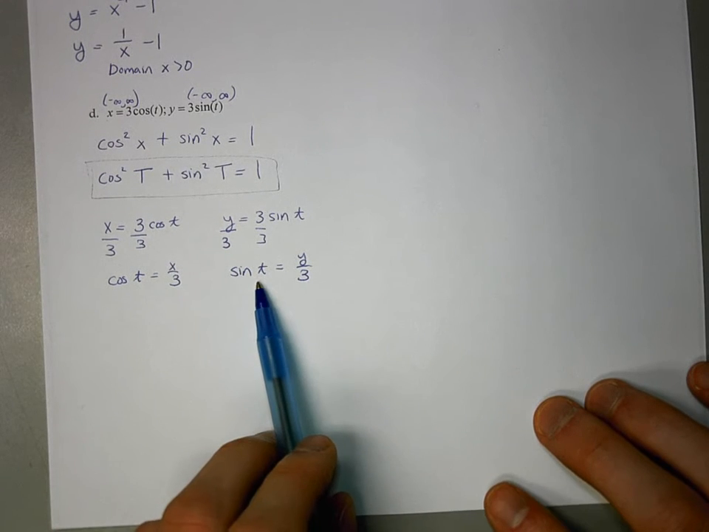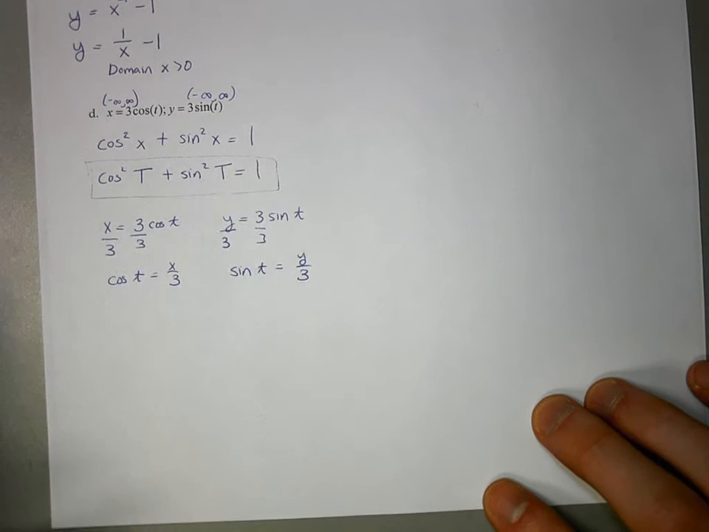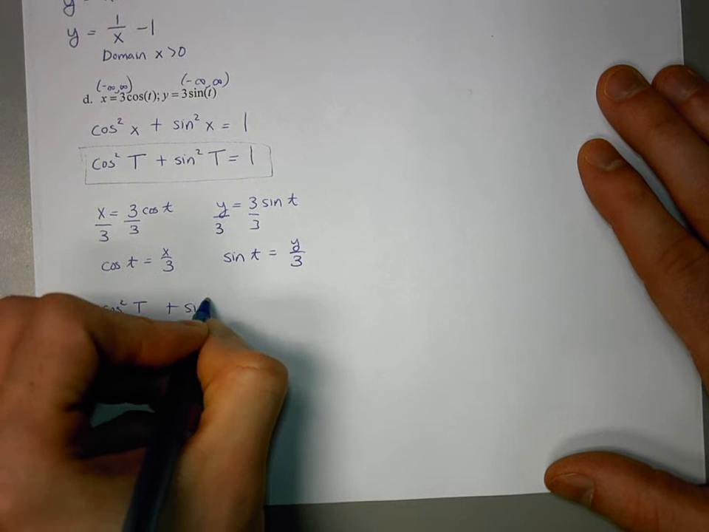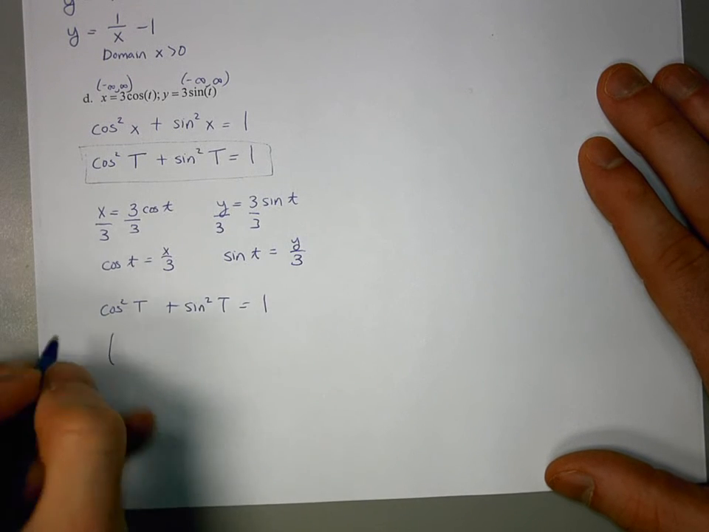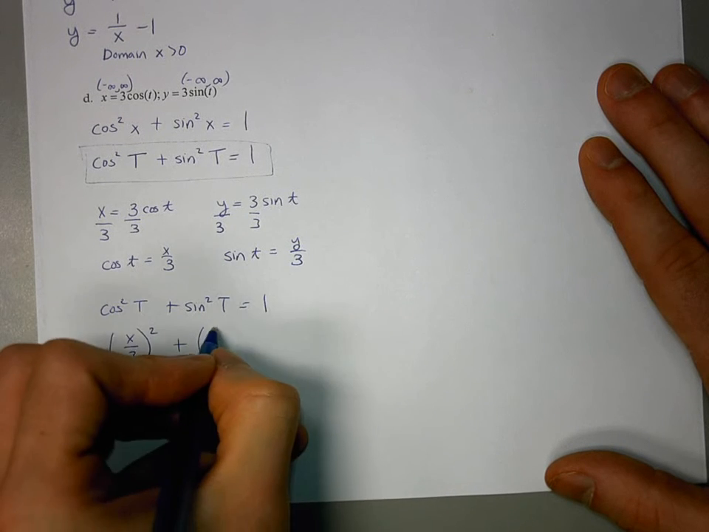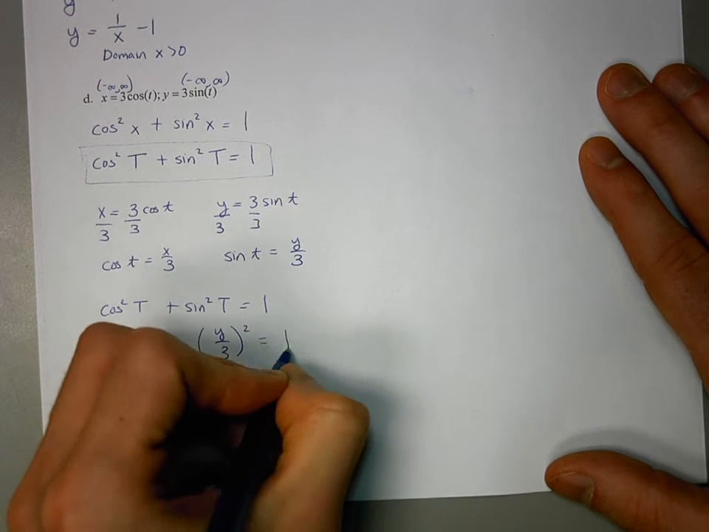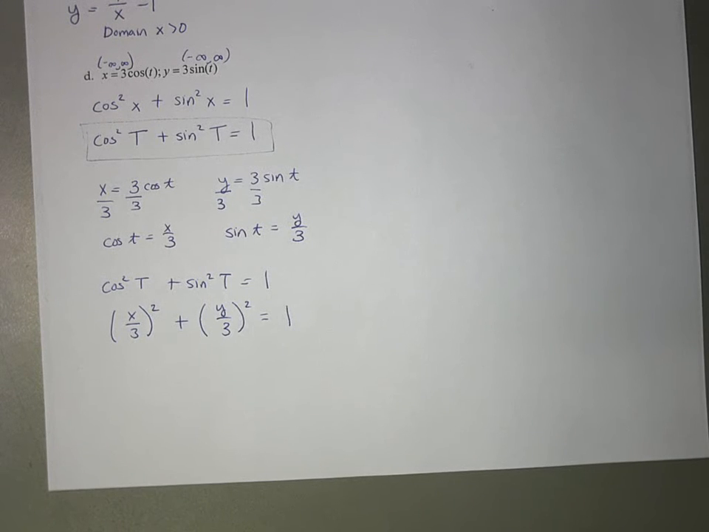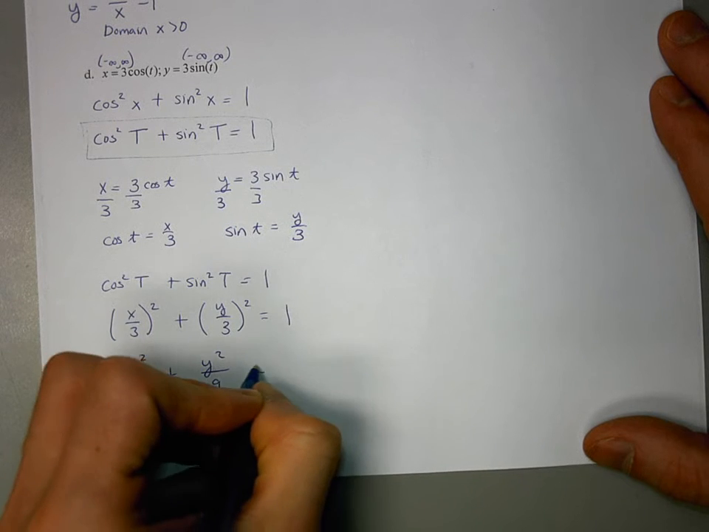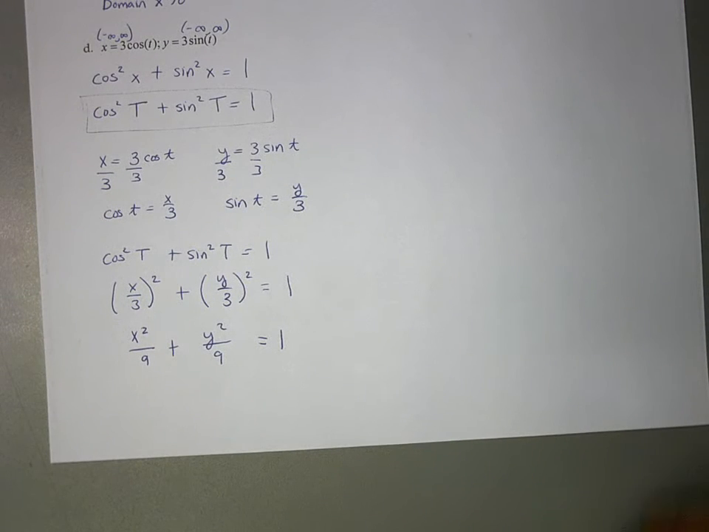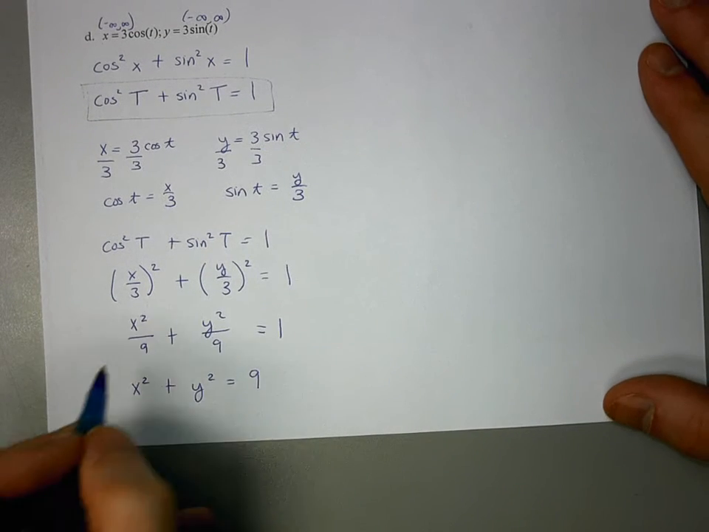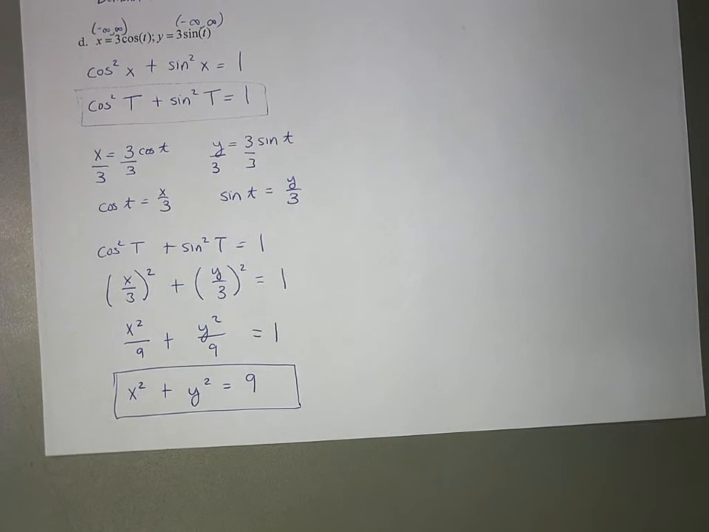Now that I've got cosine of t and sine of t, I can see sine of t and cosine of t were in this original equation, so I can substitute in. So cosine squared of t plus sine squared of t is equal to 1. We know the cosine of t is x over 3, and that's going to be quantity squared. The sine of t is y over 3, quantity squared is equal to 1. Square both pieces, x squared over 9 plus y squared over 9 is equal to 1. And then finally we can multiply through by a 9. So you get x squared plus y squared is equal to 9.